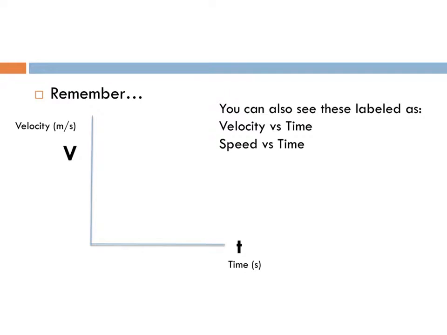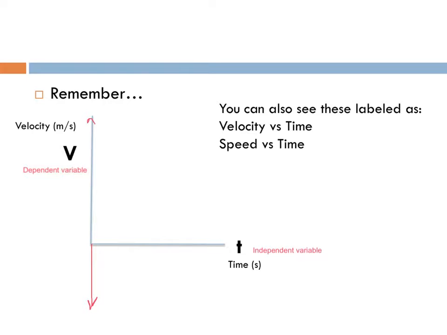So everything that we did to position versus time graphs, we can also do to velocity versus time graphs. Remember that time is your independent variable, velocity is your dependent variable. You can also see these graphs labeled as velocity versus time or speed versus time. Here I'm only showing the first quadrant, but remember that all of these can actually go into the negative. So we can also have negative velocity, because right now we're only showing positive.